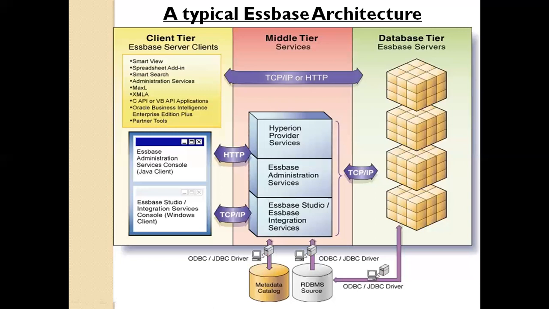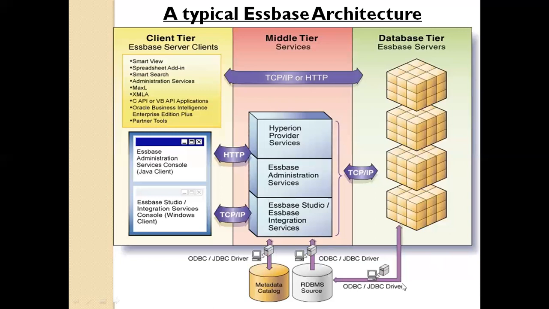See, the metadata catalog is required by the Administration Services, Integration Services and Essbase Studio. Okay, it is required by these software. Whereas the RDBMS is a relational database management system. Source represents the original data sources that provide data to the Essbase databases in the Essbase server. So this directly goes to the Essbase data server. Okay, it need not go from here. But the metadata catalog is a must; it has to go through these two layers.